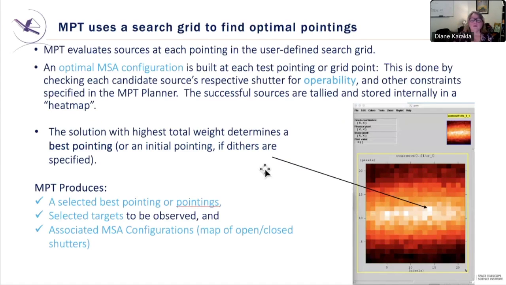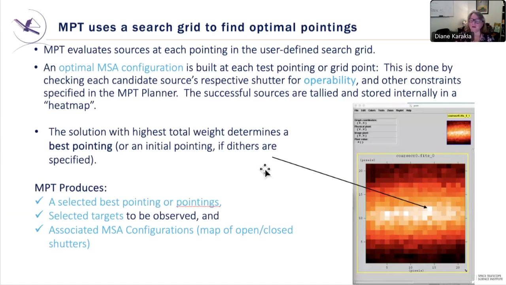At each one of the grid points, it's evaluating each source one at a time to see how many sources it can get into an MSA configuration at that pointing. And it's tallying up just the primary sources, because that's what drives the pointing selection. It marches through the primary sources in the same order as they are in the catalog.